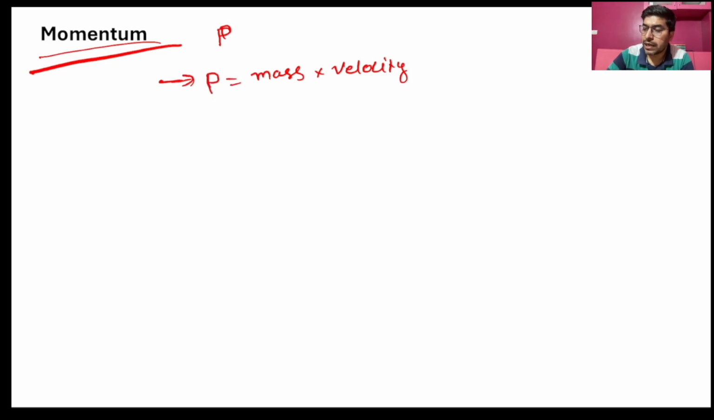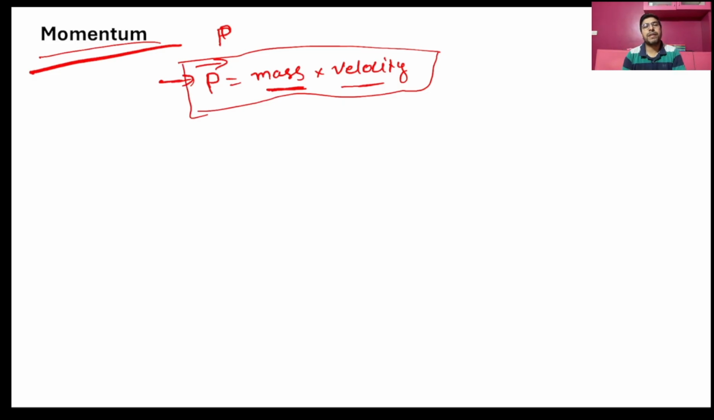Now see, what is it? It's a scalar times vector. So obviously scalar times vector will be a vector, so momentum will be a vector, and the direction of momentum will be in the direction of velocity. If we talk about the SI unit, the SI unit of momentum is kg meter per second, right?